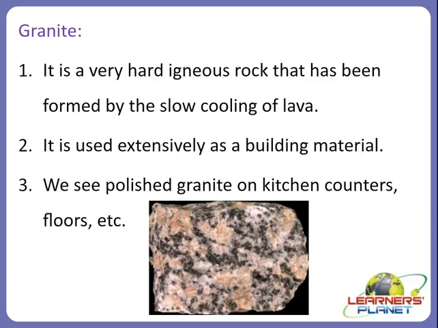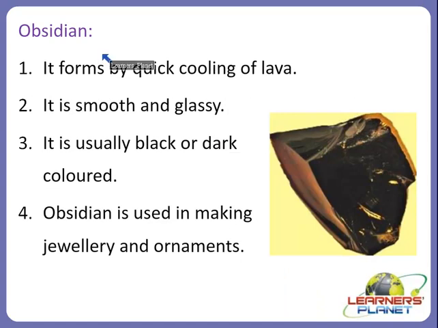So let's move on to another example of igneous rock. Right, it is obsidian. It also forms by the quick cooling of lava, and it is very smooth and glassy. So this is another such example, but its property is very different from granite, right? Granite is not smooth and glassy, but obsidian is a type of igneous rock which is smooth and glassy. As you can see in the picture, it also has some shine.